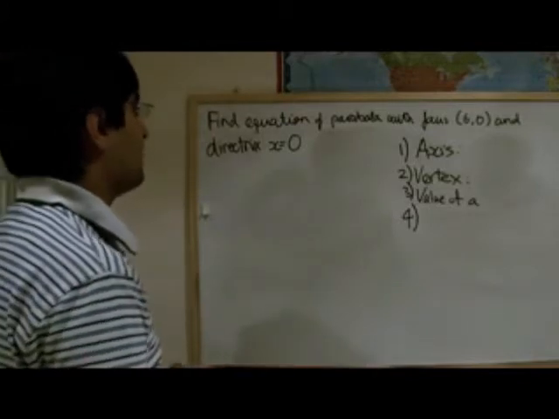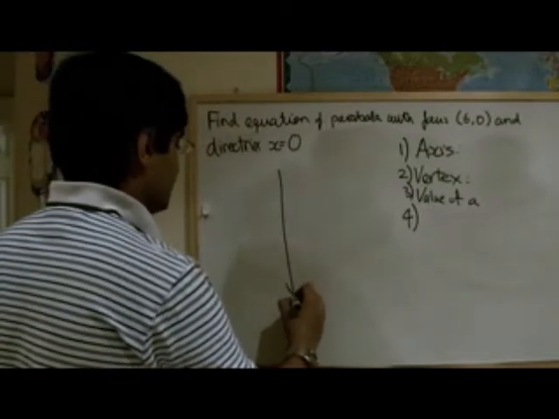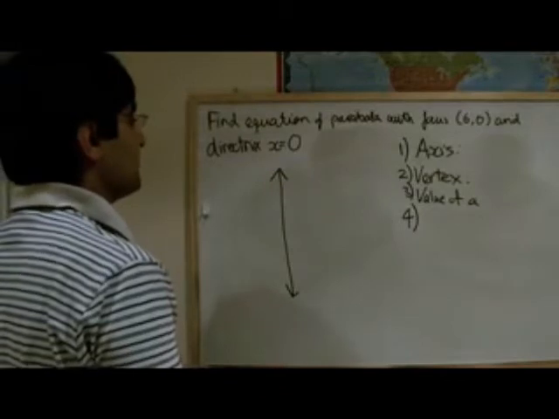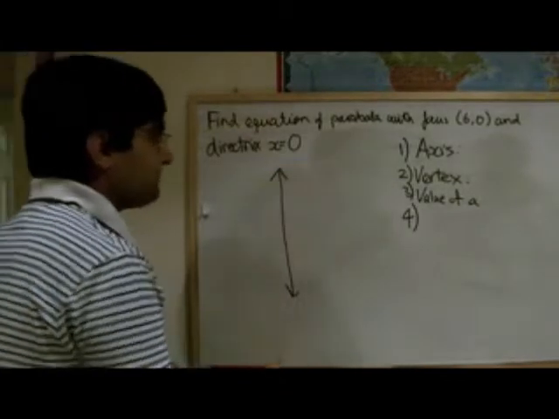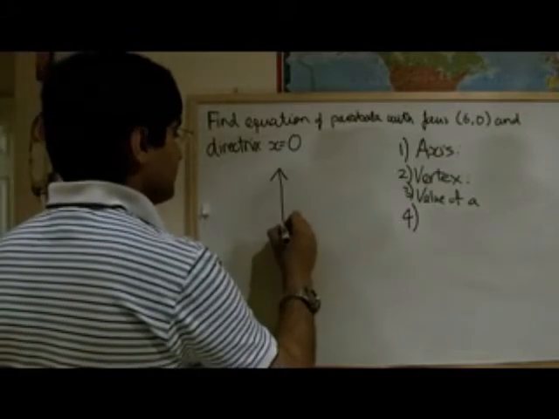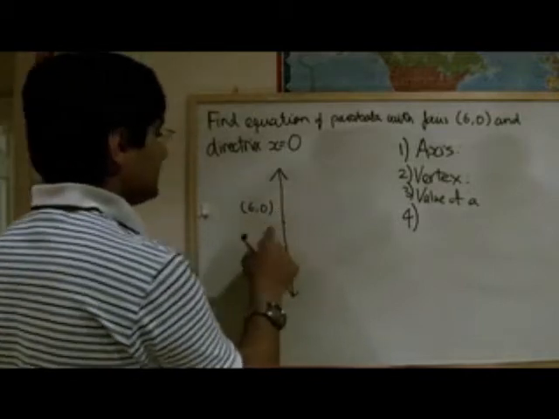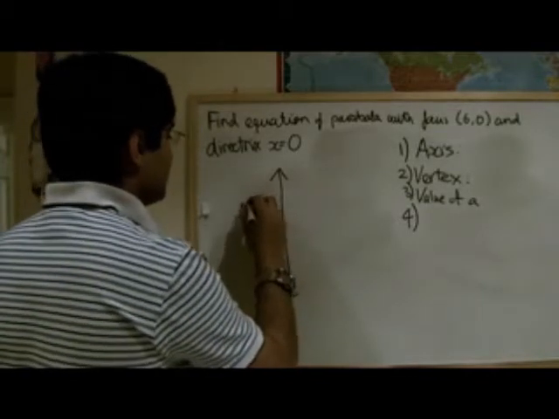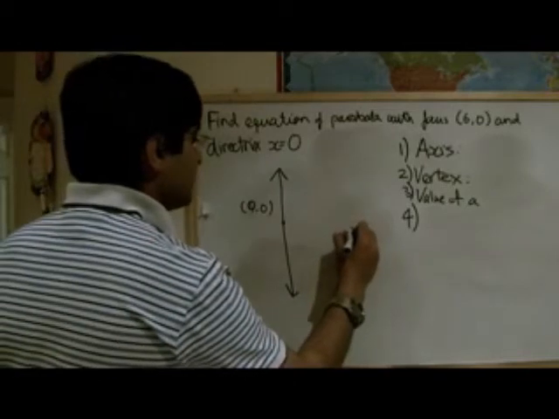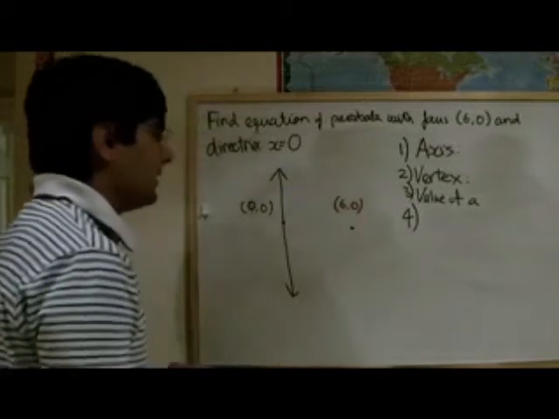Let's first draw a diagram. We know the directrix is x equals 0. So first, let's draw the y-axis, or the line x equals 0, which is the same thing. This is our directrix. The focus is at (6, 0). So for the sake of making it neat, let's say that's (0, 0), the origin, on the line x equals 0, and this is our focus, (6, 0).